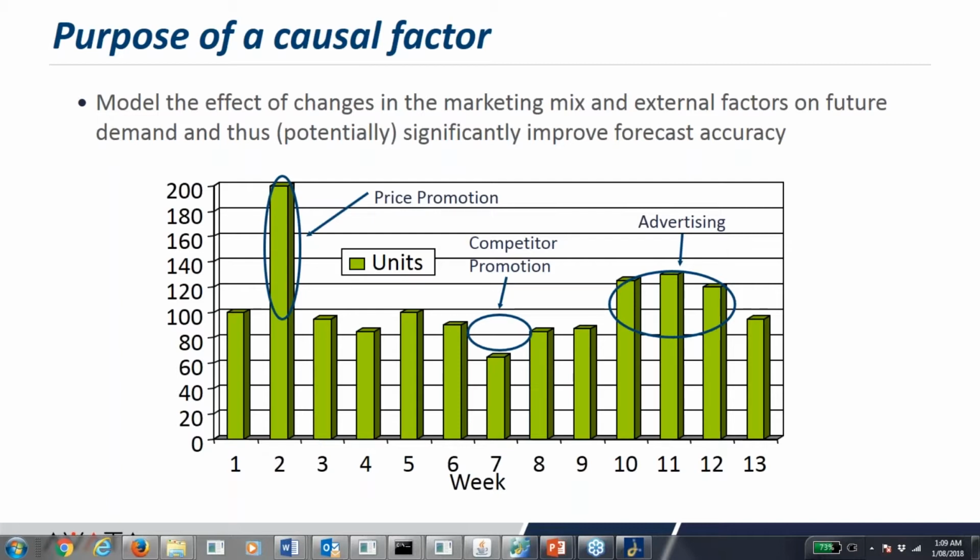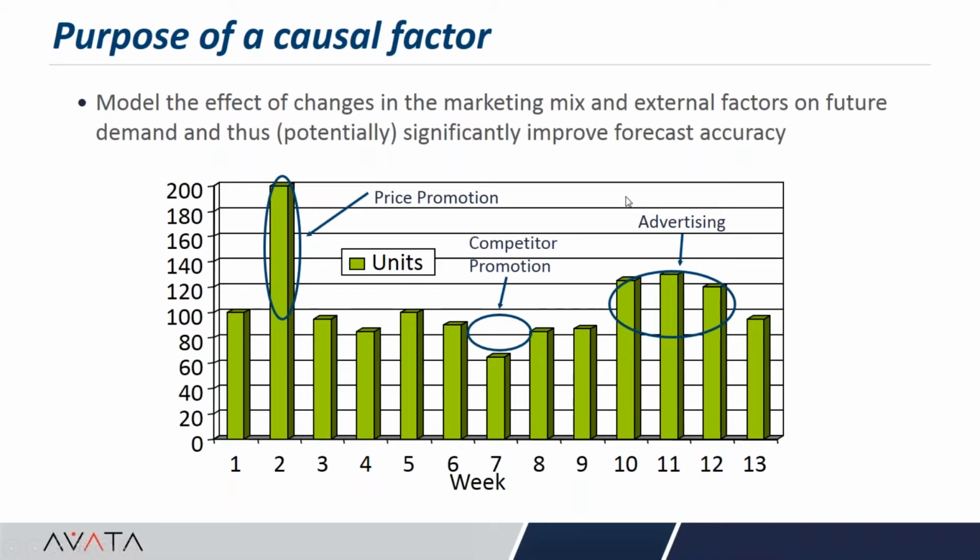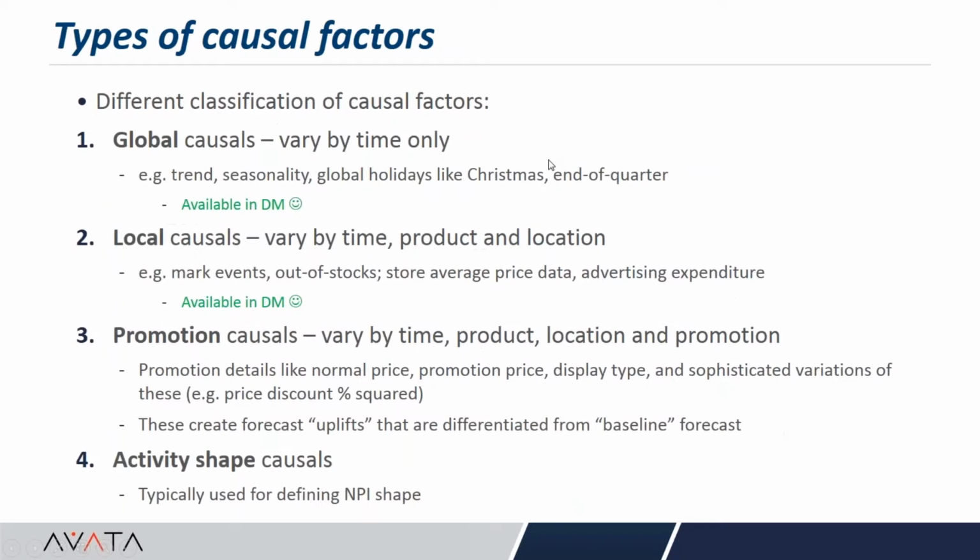Now, what I haven't shown in those 13 weeks, for example, is other really common causal factors that we use almost all the time, such as trend and seasonality. So that would also be overlaid typically on data like that as well. Okay, so that's the purpose of a causal factor. There are 4 different types of causal factors. Let's go from the simplest to the most complex.